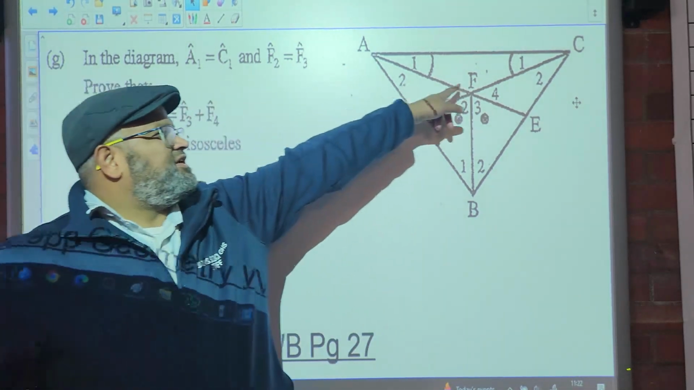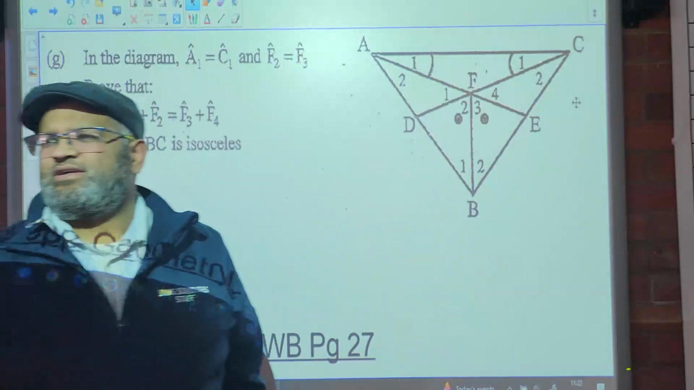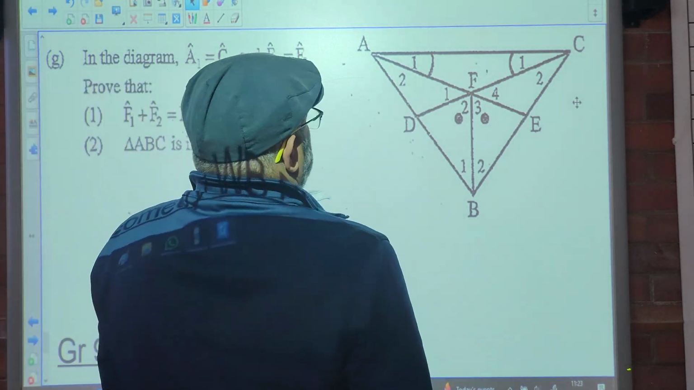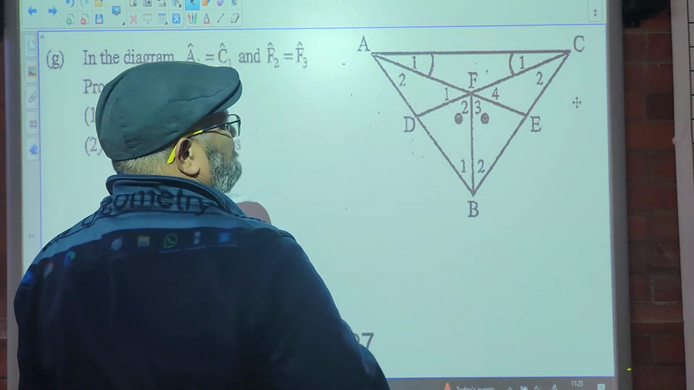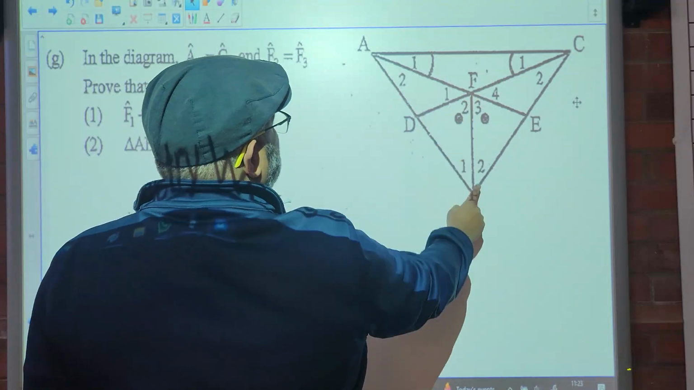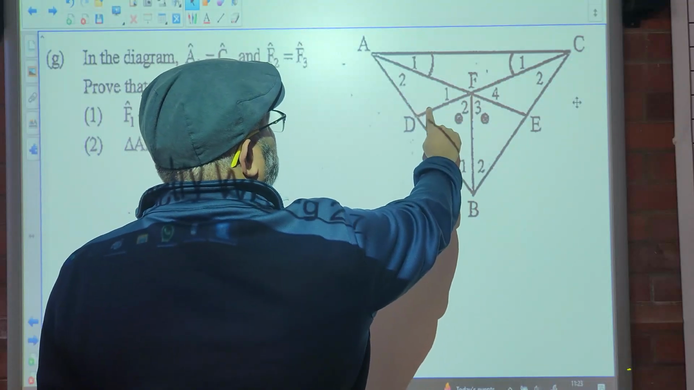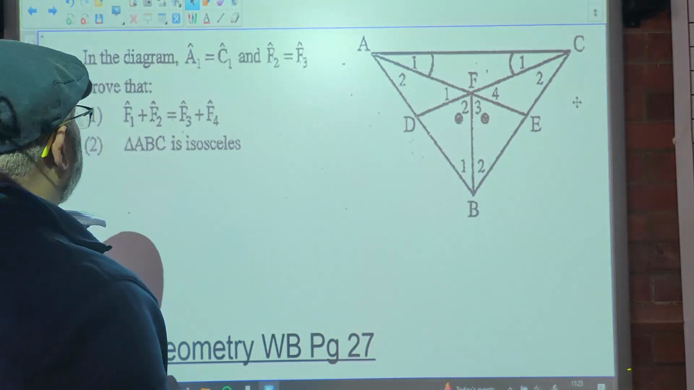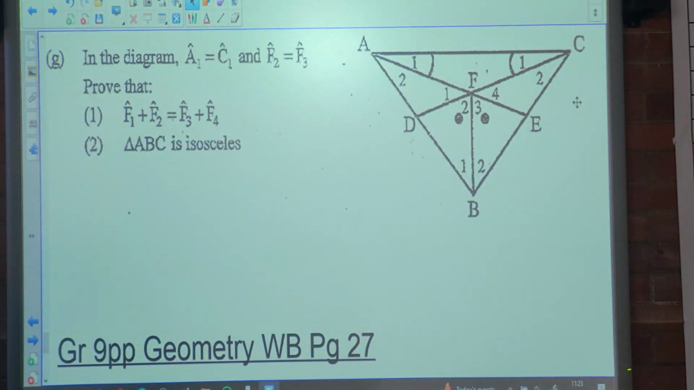We know that AF is equal to FC. Why? Sides opposite equal angles. Okay. Then we are told that F2 is equal to F3. So what do we know from here? That FB is bisecting angle DFE.